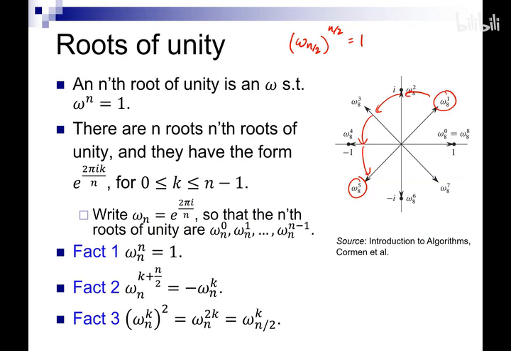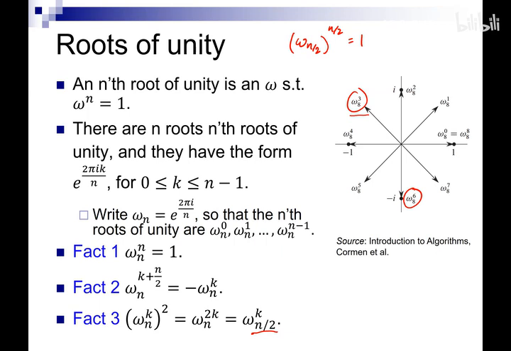Okay, so we have this fact, and as an example of this, suppose you take this thing over here, omega 8 to the third power. If you square that, you're going to get omega 8 to the sixth power. And this is one of the fourth roots of unity. So this omega 8 to the third power is one of the eighth roots of unity. But what this fact 3 is saying is that when you square it, you get one of these fourth roots of unity. In fact, you get the third fourth root of unity.